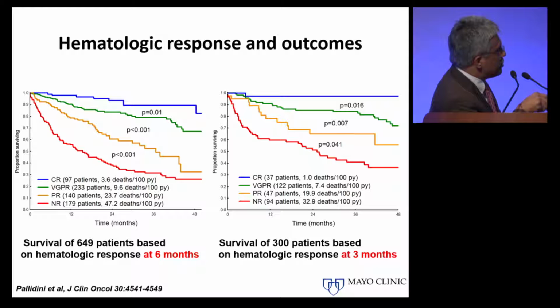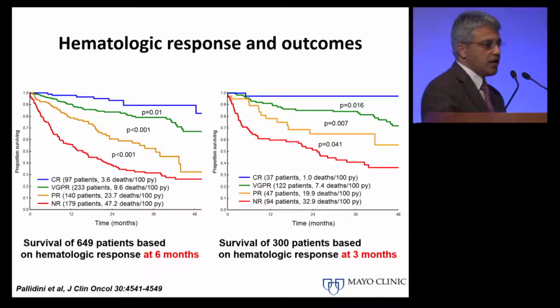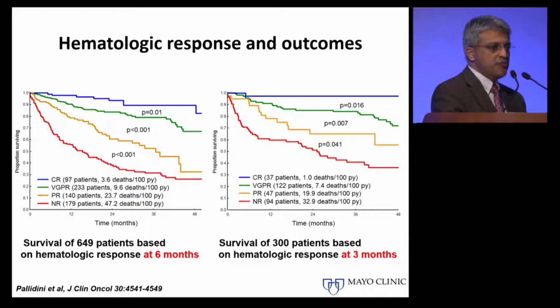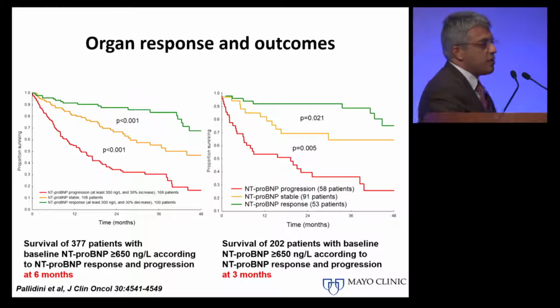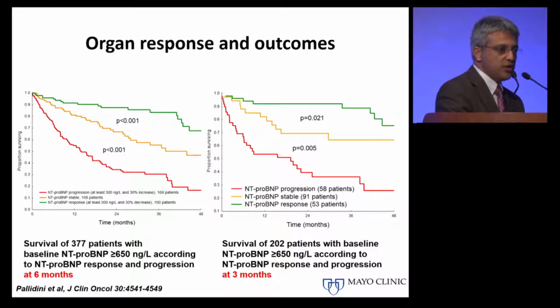Now this is looking at patients who have had a hematologic response. Here are patients looking at hematologic response at 3 months. Again, it doesn't matter where you look at the response, getting a VGPR or better always translates to a better overall survival in these patients. But we know that the hematologic response is only half of the story. We really want the organs to improve. So the organ response is equally important in determining the outcomes of these patients.